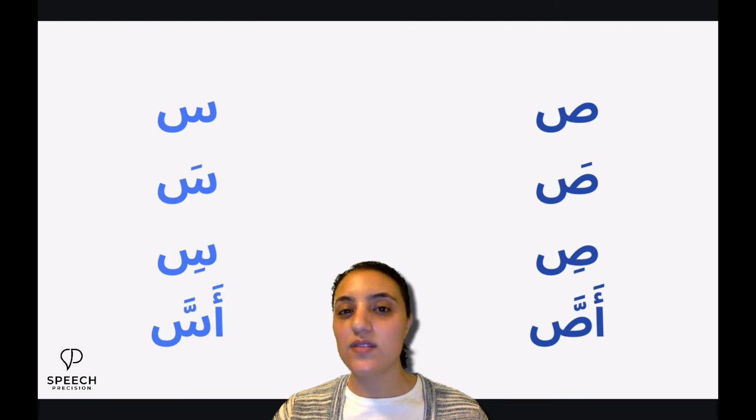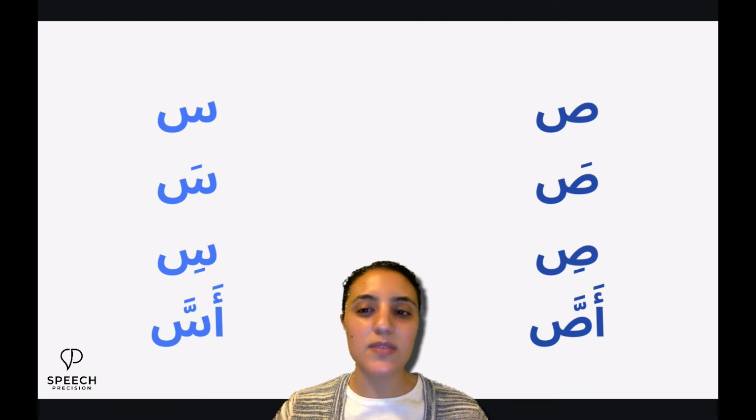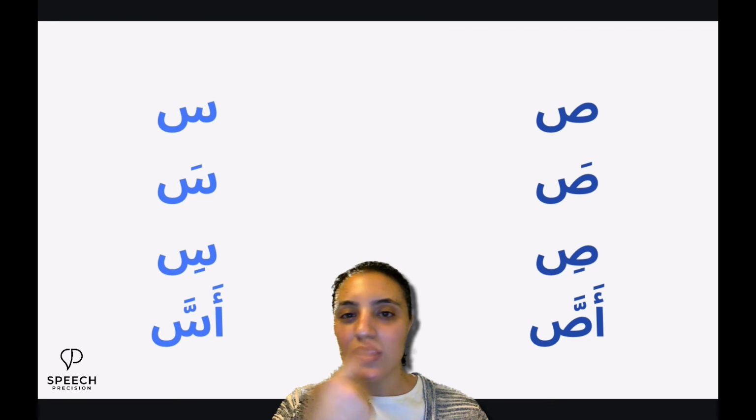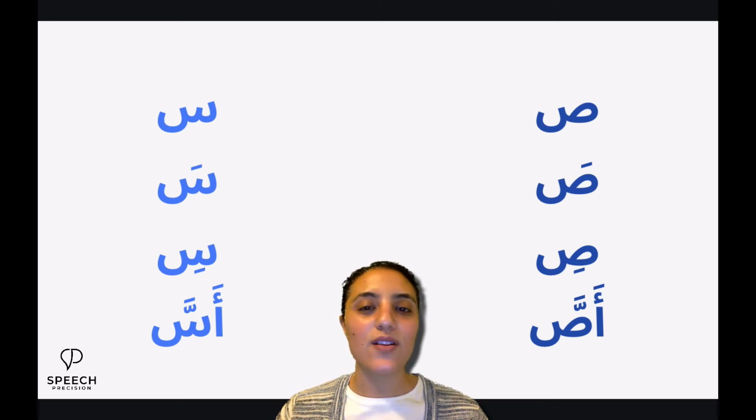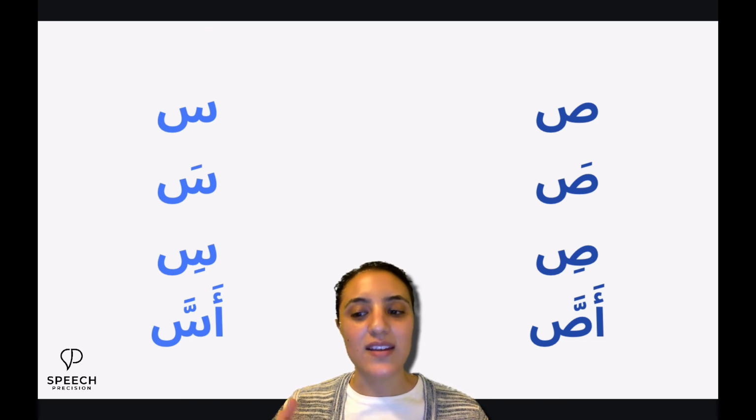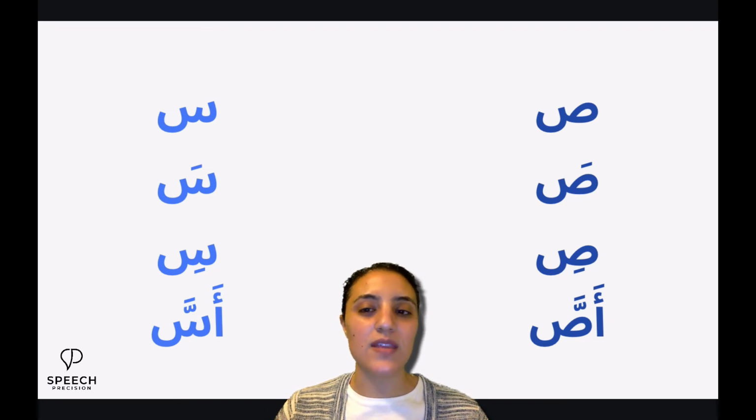Notice that when I say the Saad, that heaviness that we keep talking about doesn't happen with the lips. I'm not rounding my lips a lot to get that heaviness. I'm not saying sa, sa. I don't need to do that. All of that heaviness comes from the back of the tongue, lifting the back of the tongue and getting that imprisoned feeling in the mouth.